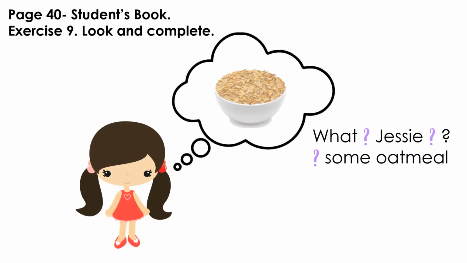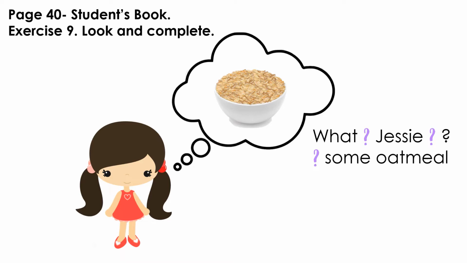To understand and practice the would structure, let's start with some exercises. The first one is on page 40 of the student's book. You have different images that show people thinking of tastes. You have to look and complete. For example, number 1, as you can see, the girl is thinking of oatmeal. And we have something like this to complete. What are we going to do? Okay, we have to fill in the blanks with the would structure.